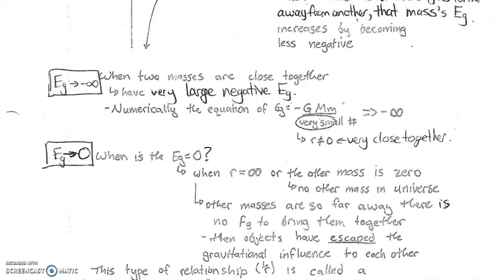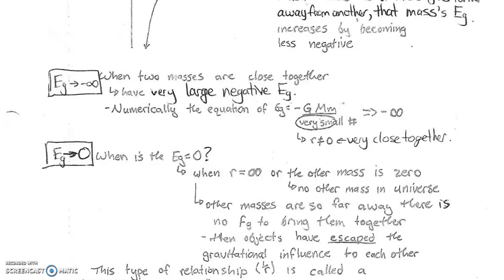All right, so let's look at a couple special cases. The first one I want to look at is when the gravitational potential energy approaches negative infinity. When two masses are very close together, they have a very large negative gravitational potential energy. For example, you being on the Earth have a very large negative gravitational potential energy. Well, why?